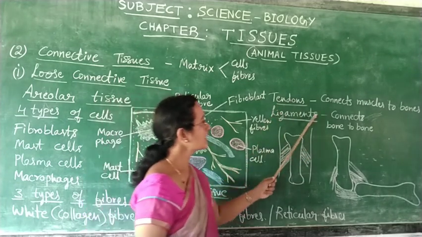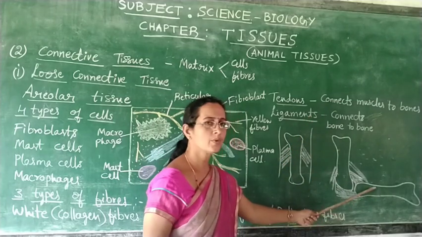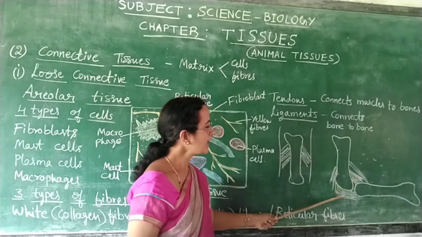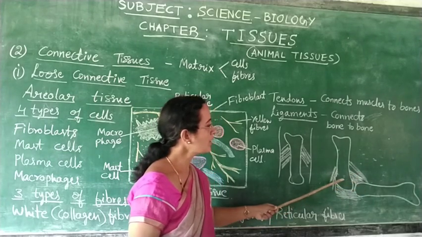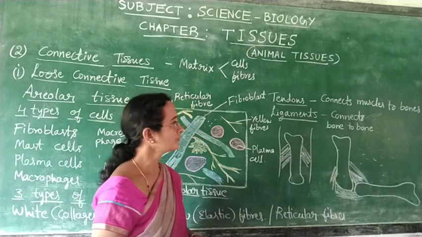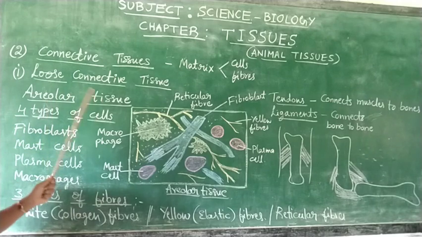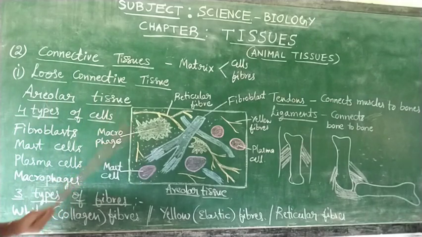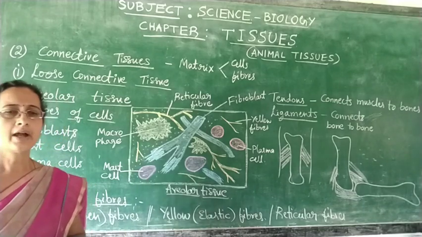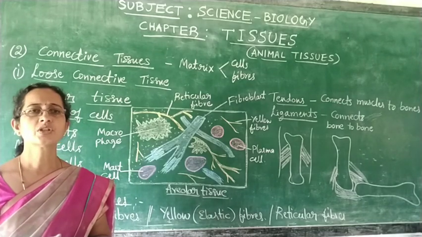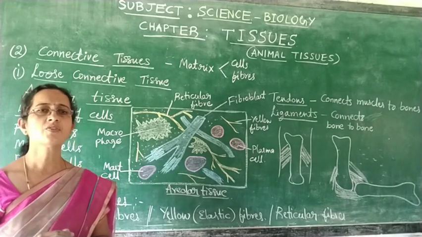Coming to another type, ligaments connect one bone to another bone. Here you are finding a tissue called ligament which is connecting one bone to another. So this is about the loose connective tissue called areolar tissue. Another type of tissue is called adipose tissue. So adipose tissues are the group of cells having a large amount of fat inside them.